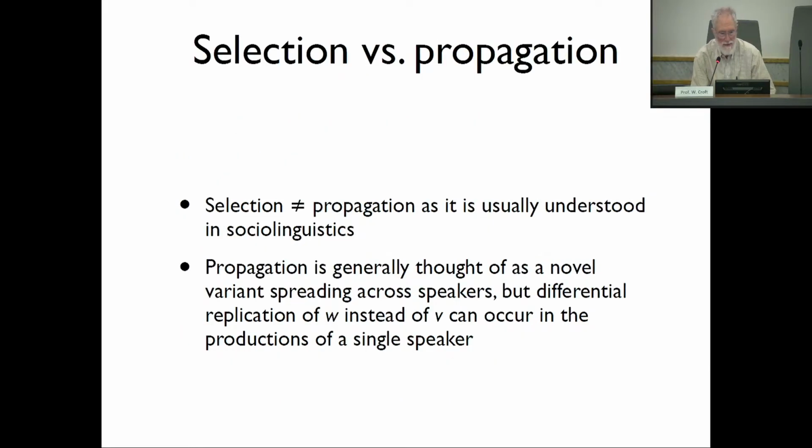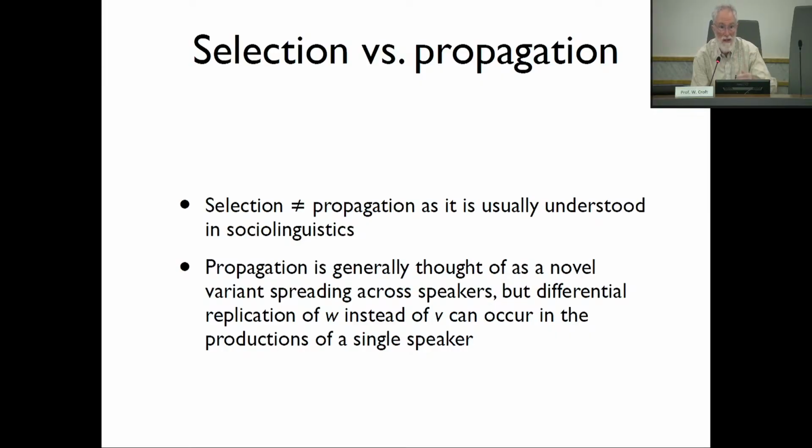Well, I didn't actually go here. Let me talk about propagation. Selection is not quite the same as propagation, because propagation is generally thought of as a novel variant spreading across speakers. But differential replication of W instead of V can occur in the productions of a single speaker. I talk all the time, I'm replicating linguemes all the time, and I can repeatedly choose W instead of V, repeatedly say "gonna" instead of "going to," and just stop saying "going to." And that can happen with an individual speaker.